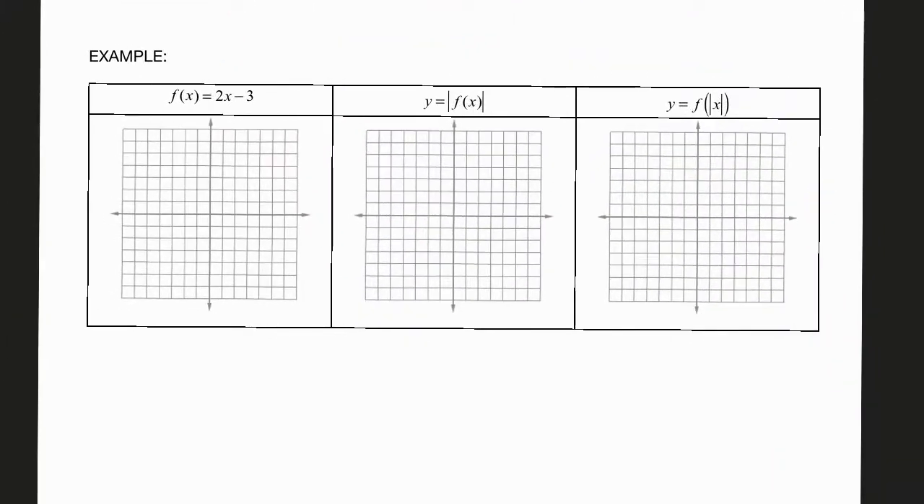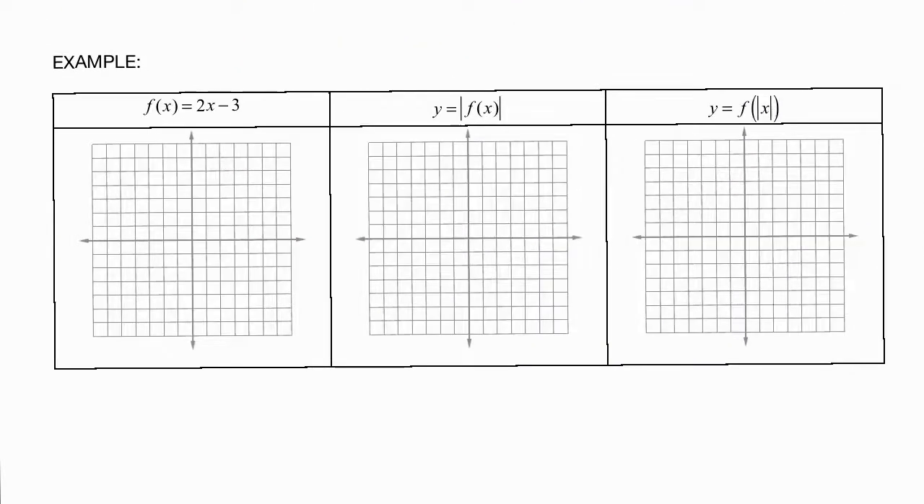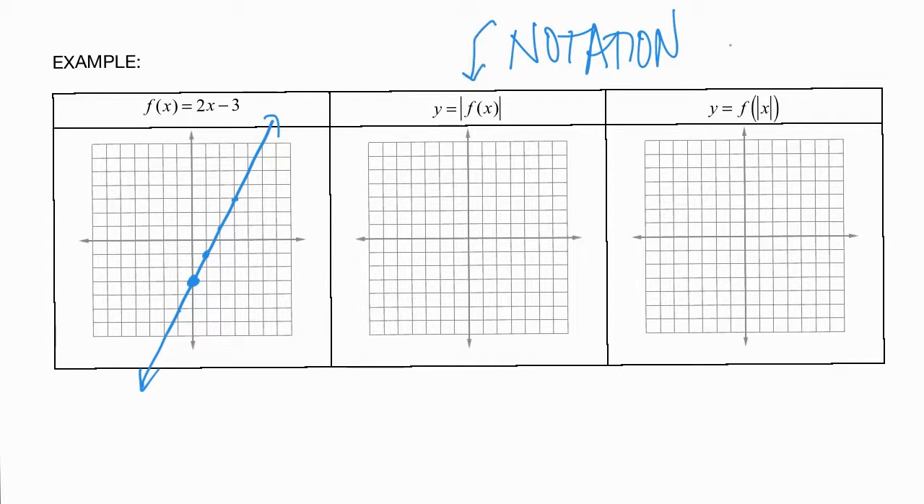Okay, a couple things I want you to notice on here. So here, the original function is a line with a y-intercept of -3 and a slope of 2. Okay, now notice the notation here. Okay, it's slightly different than the last ones, but I want you to notice this says take the absolute value of the entire function, where this one says take the absolute value of x.